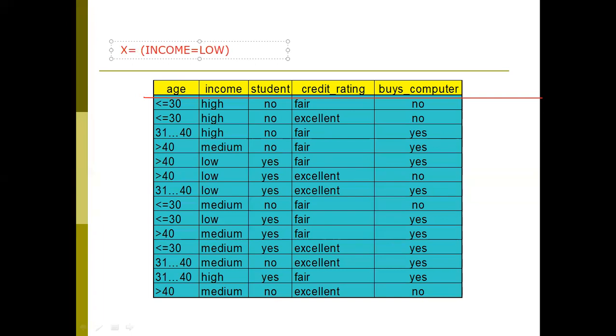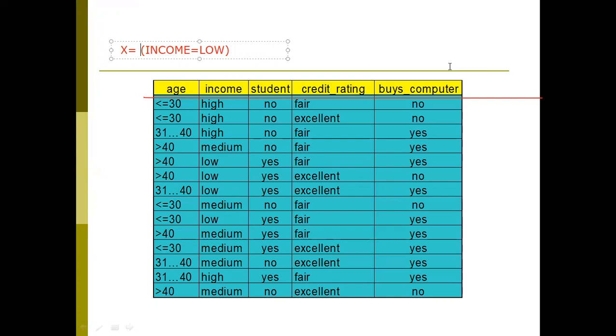So X equal to income equal to low. Now, I want to find out the tuples of what the class labels of income low. Okay, so for that, which number of class labels, how do you find this one?